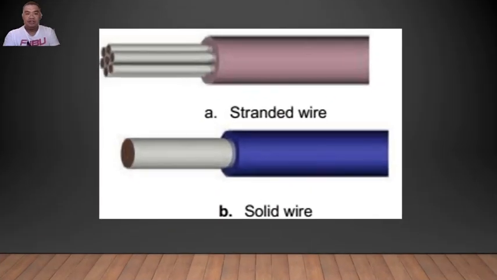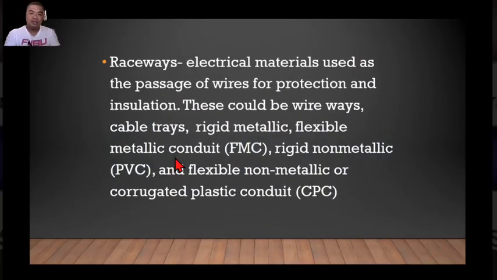Okay, so we have here the appearance of a stranded wire and the appearance of a solid wire. Usually a stranded wire has seven strands, no? Seven strands made into one, no? Then a solid wire has only one, no? One single strand. Then raceway.